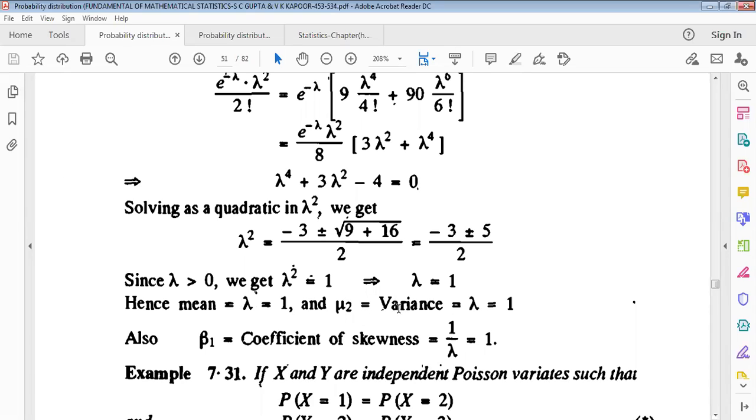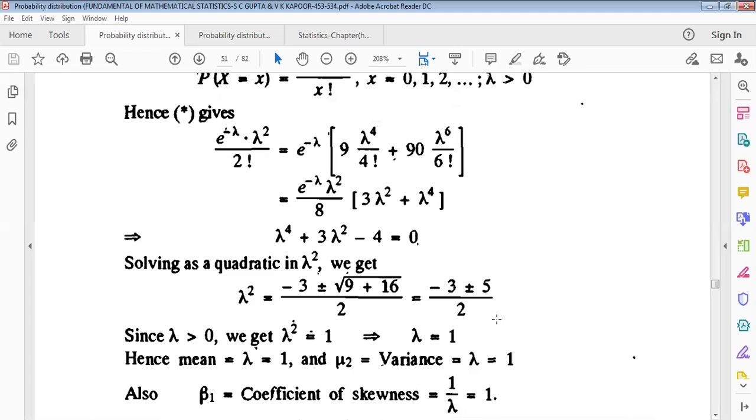Mu2 equals the variance. For the Poisson distribution, variance equals lambda, equals the mean. We proved this in our previous lecture, the first part of the Poisson distribution. So the variance mu2 equals lambda, also 1. Now we know beta 1, the coefficient of skewness, equals mu3 square divided by mu2 cubed, which for the Poisson distribution is 1 by lambda. So this is 1 by 1 equals 1. Very easy.